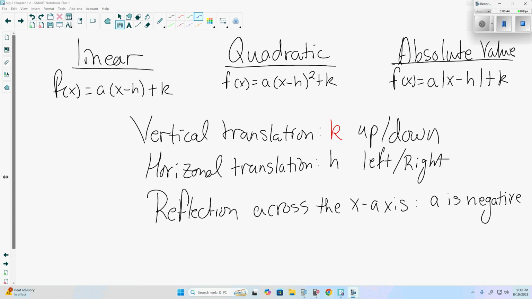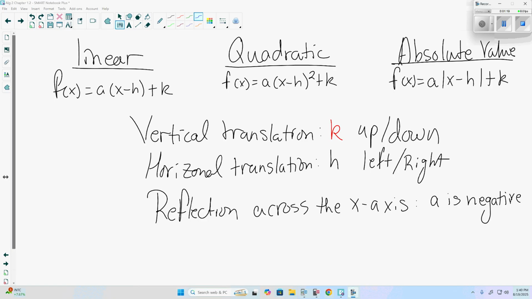And we also figured out that with h, the way it looks, especially in the function, is going to be the opposite of what we're actually looking at. So if we had x plus 3 inside the absolute value, it's actually moving 3 units to the left. X minus 3 is actually 3 units to the right, opposite of what we think. Then we talked about reflections across the x-axis. If the value of A is negative, it's going to be a reflection across the x-axis. Not so much the number itself, but if that number is negative, it's a reflection across the x-axis.